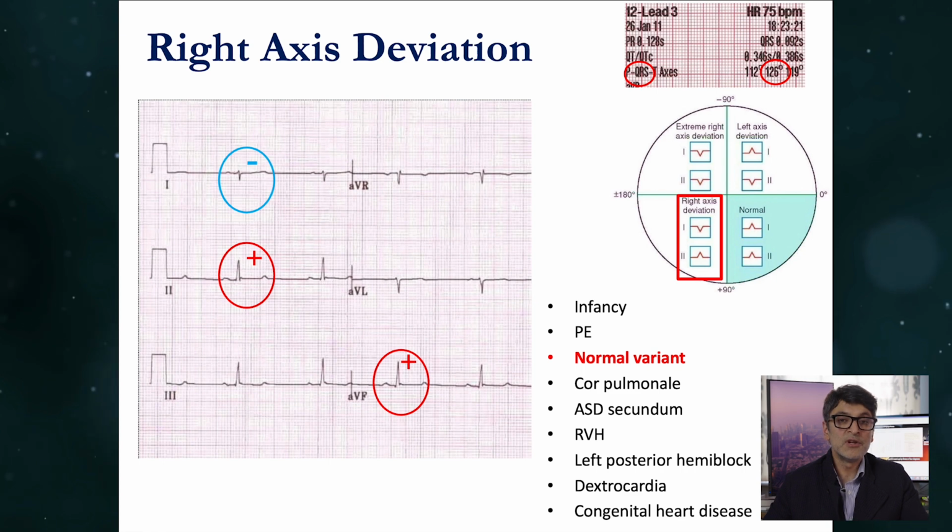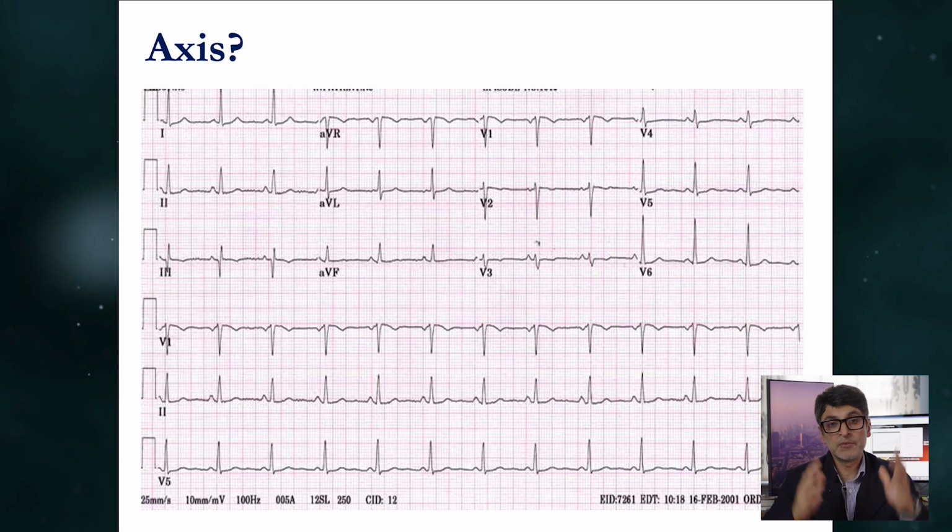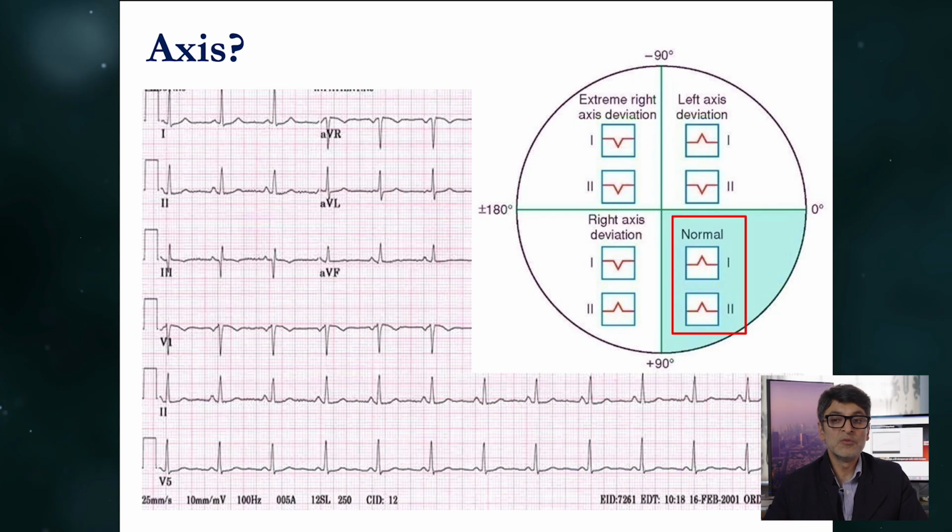But leads 1 and 2 is really what you need to be looking at, and more often than not, you'll get your answer straight away. So in this ECG, the question is, what is the axis? In lead 1, the QRS is up. In lead 2, the QRS is up, so they're both facing upwards. So in my mind, this is entirely normal, and this is a normal axis.